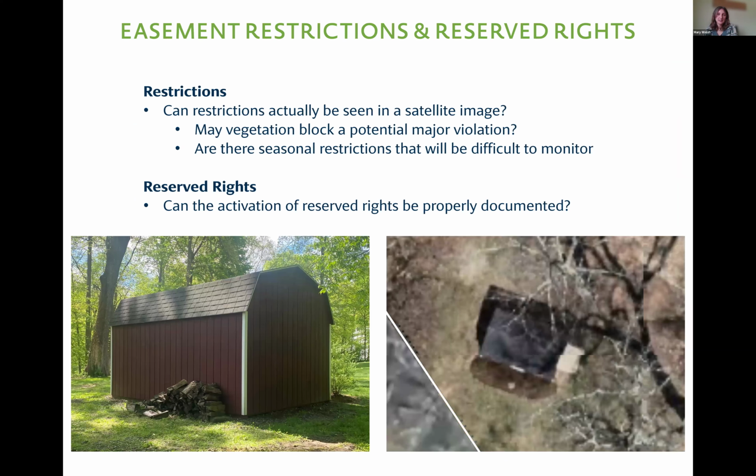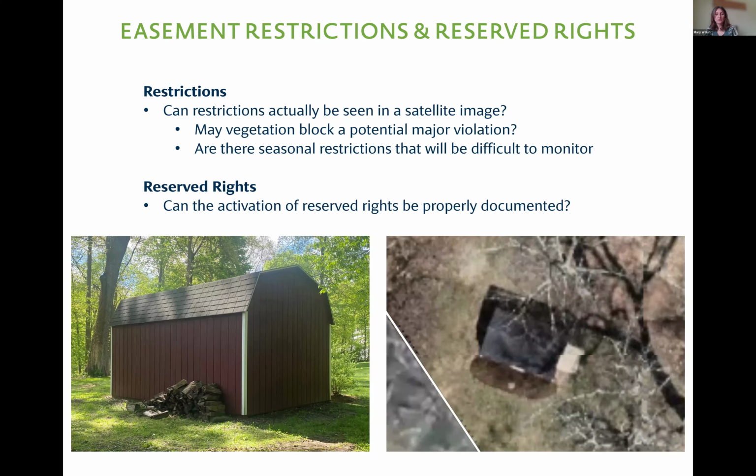Easement restrictions. Can they be seen through satellite images? If they can't, this does not count as appropriate stewardship. So will the vegetation block major violations? And again, are there seasonal restrictions that really need to be seen during certain times of the year? Things like that could be the amount of mowing allowed. If you're looking at images from December, you're not necessarily going to be able to tell what the landowner was doing in the summer. And reserved rights, again, can they be properly viewed and documented?